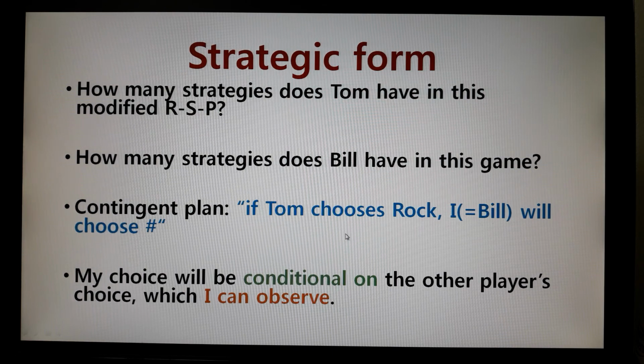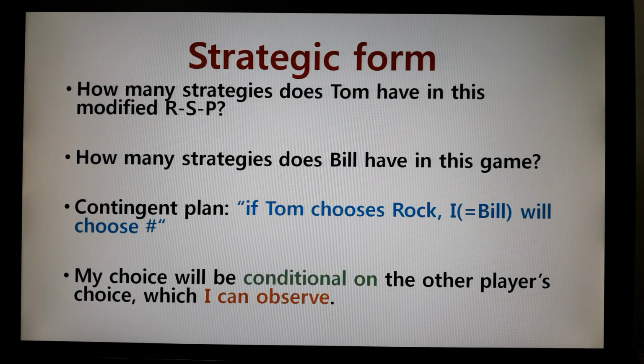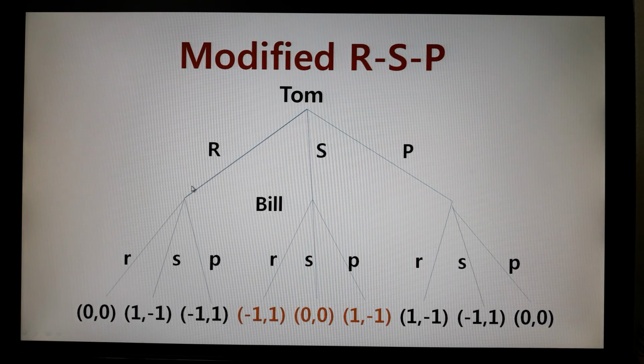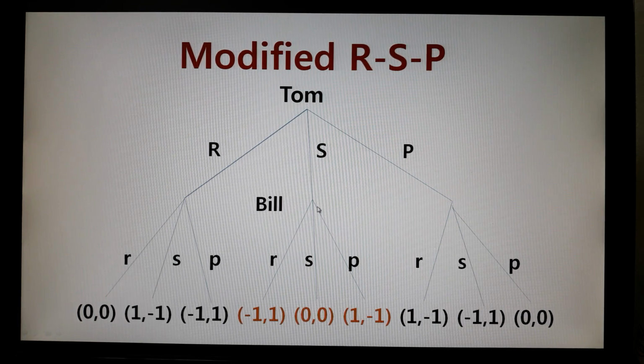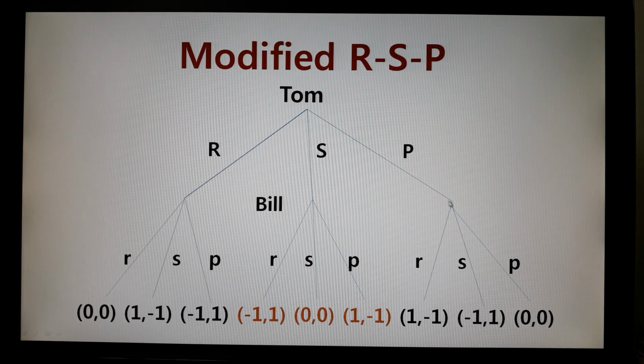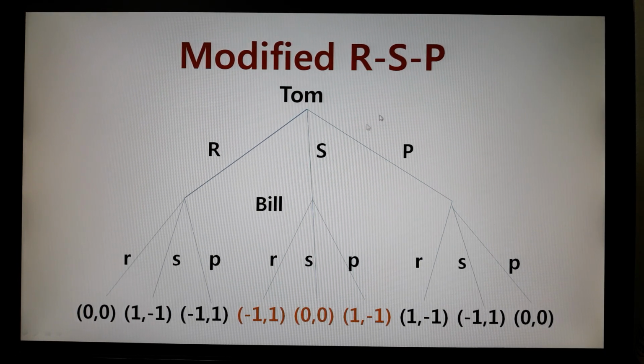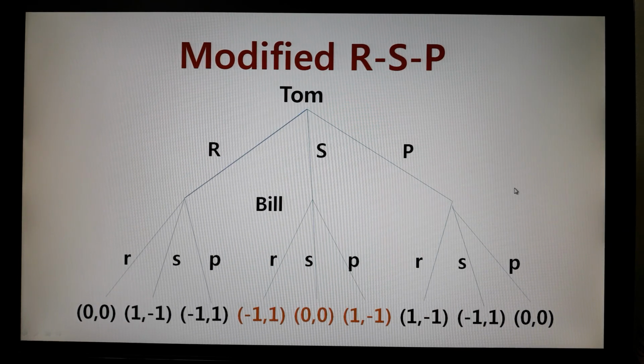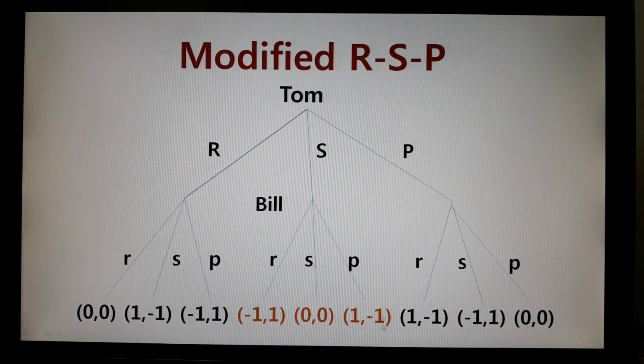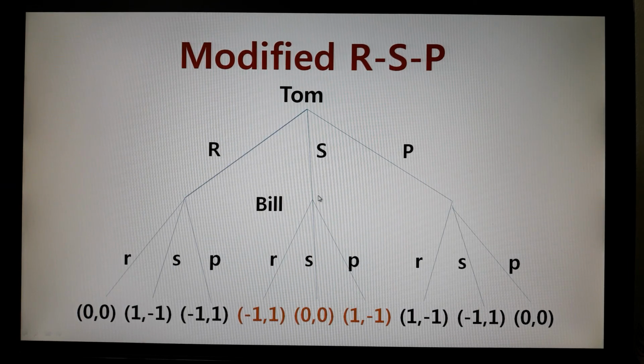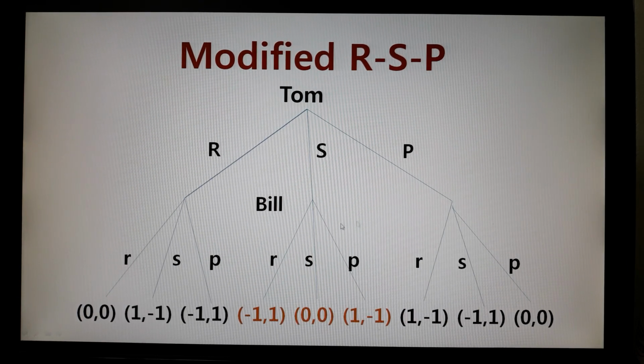In this case, if I ask Bill, what would you do? Then Bill's answer should be, if Tom chooses, go back here. If Tom chooses rock, I'll choose paper. If Tom chooses scissor, I'll choose rock. If Tom chooses paper, I'll choose scissor. So the answer should be, if Tom chooses something, that is contingency. Bill cannot say, I already chose paper, because if Tom chooses scissor, paper is gone. So Bill's answer should be, in this case, I will do that.